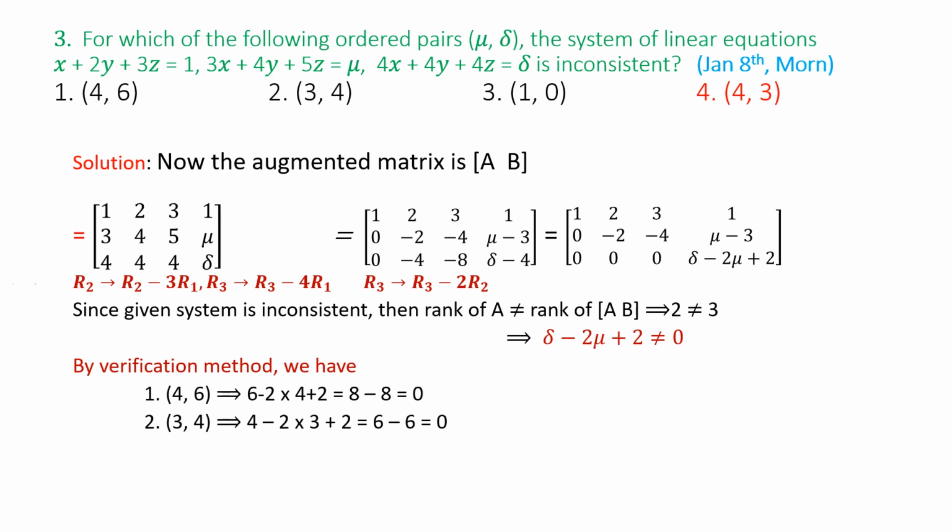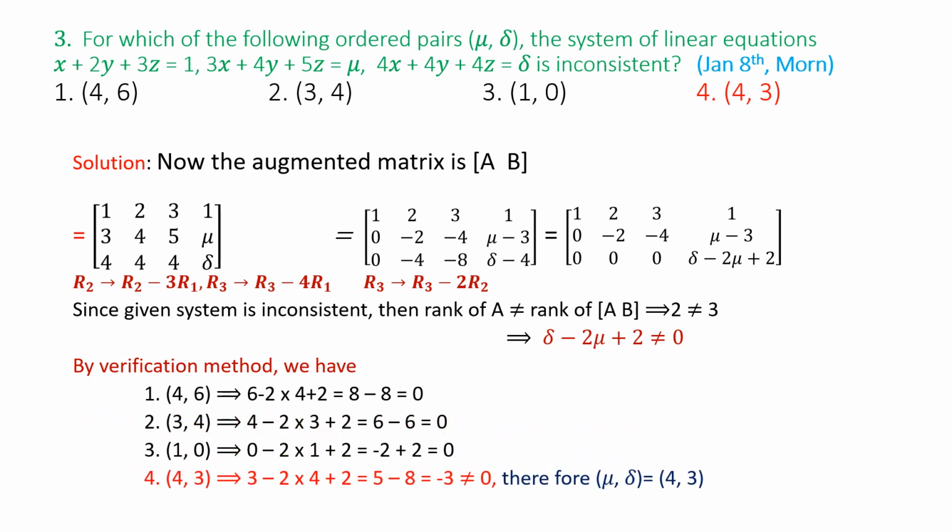Similarly, we go to the third option, 1 0. We substitute in the equation, then we get minus 2 plus 2 equal to 0. Then this is also a wrong answer because lambda minus 2 mu plus 2 is not equal to 0. Finally, the fourth option is 4 comma 3.